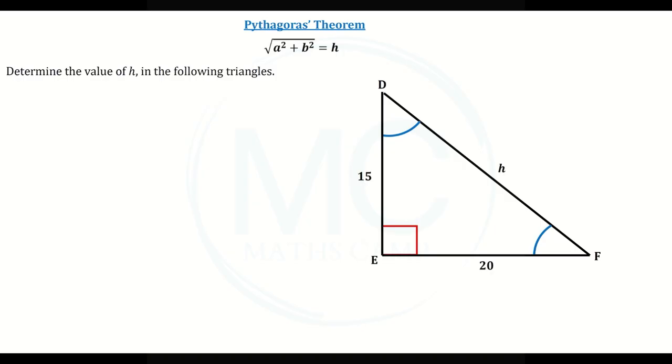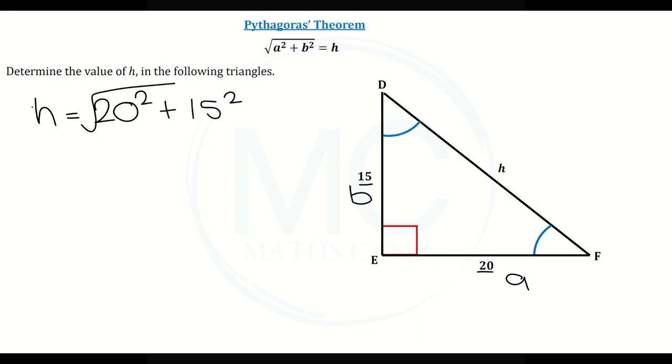Again, h is the unknown length of the hypotenuse. Let's say that side a is down here and side b is over here. So now we say the hypotenuse h is equal to the length of side a, 20, squared, plus the length of side b, 15, squared, all under a square root.